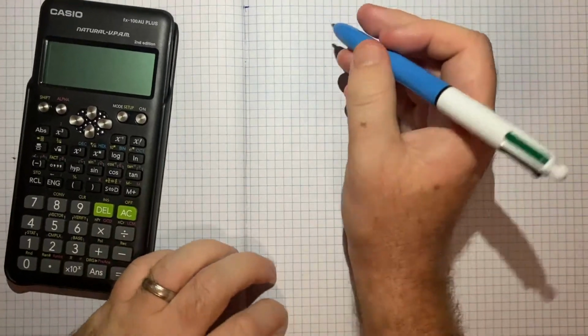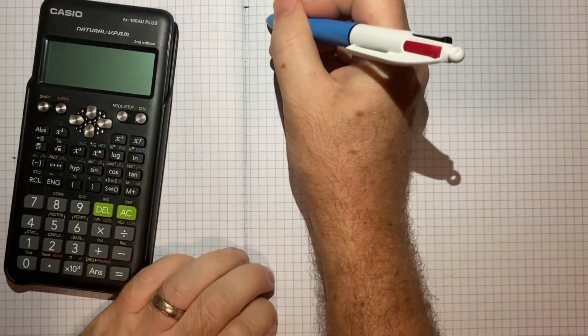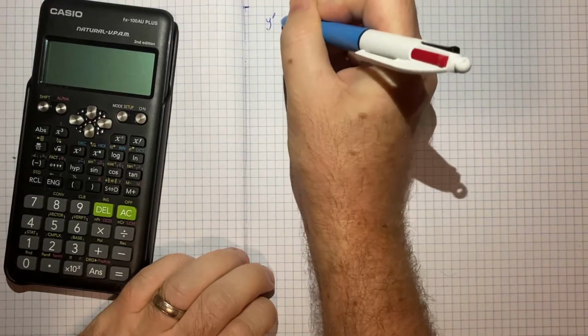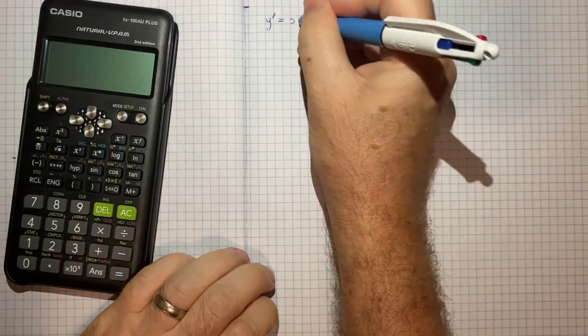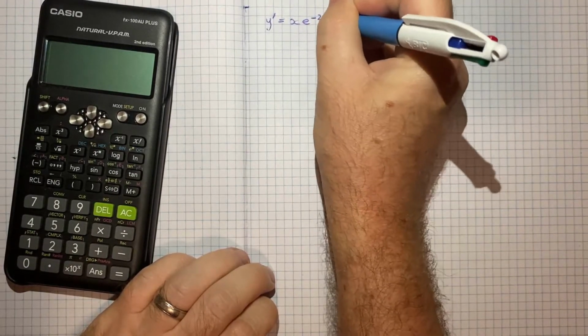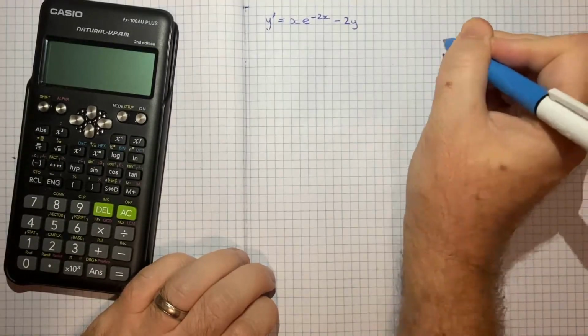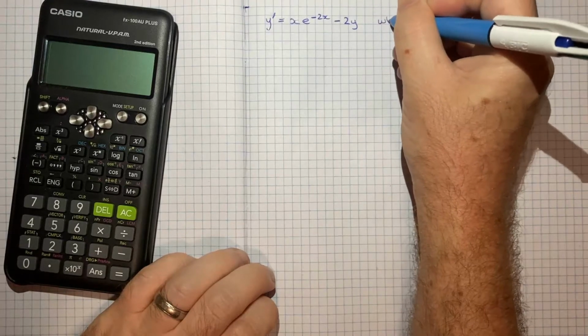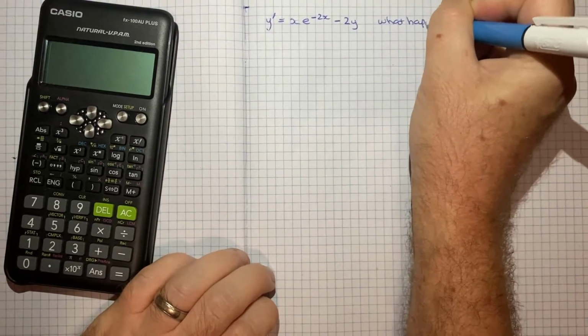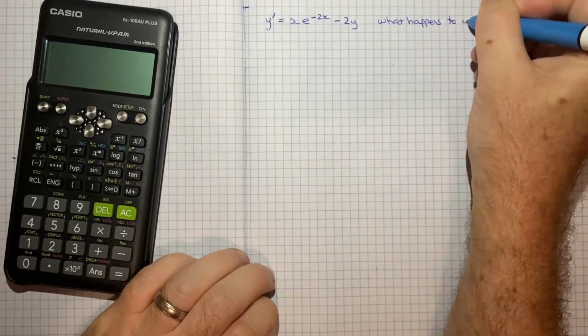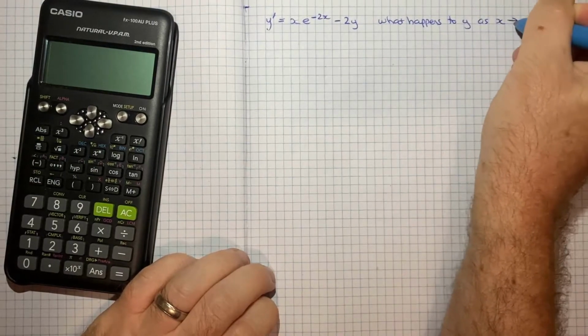Alright, so I'll draw up the differential equation we're dealing with. So here we've got y dash is equal to x e to the negative 2x minus 2y. And as before, we want to know what happens to y as x goes to infinity.